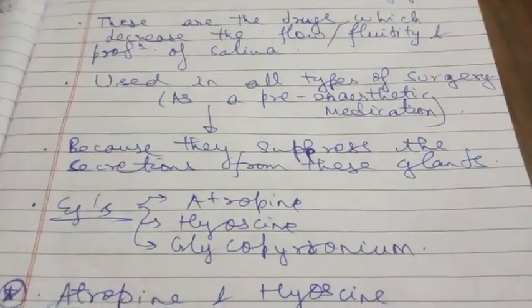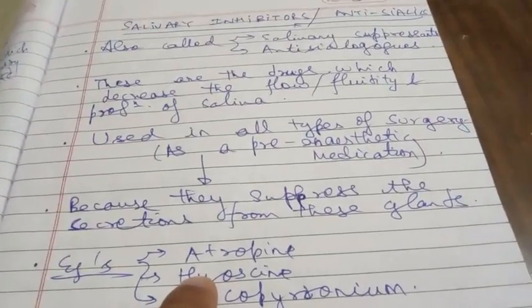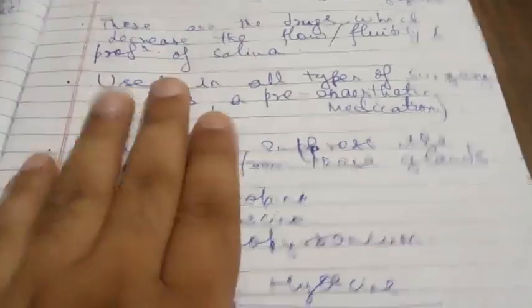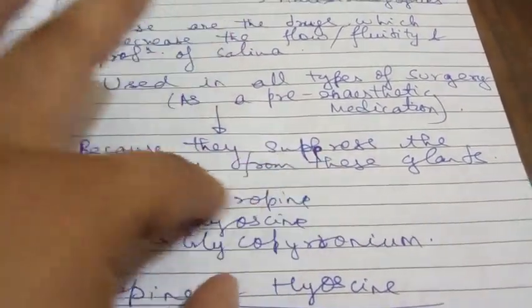Okay. So there is no classification of anti-sialagogues. The drugs included are atropine, hyoscine, glycopyrronium. Now, let us understand the mechanism of action. These three have the same mechanism of action. We will understand by taking the drug atropine.